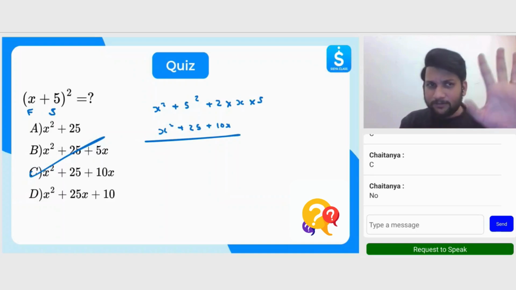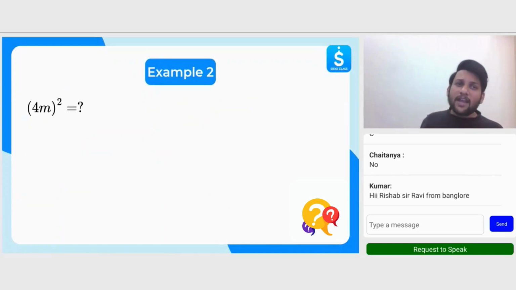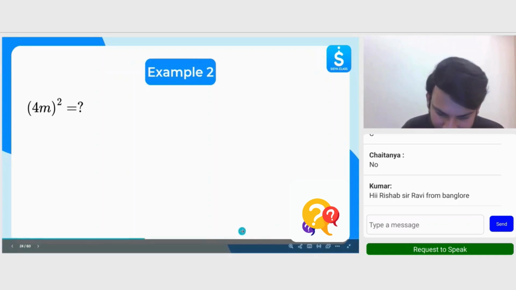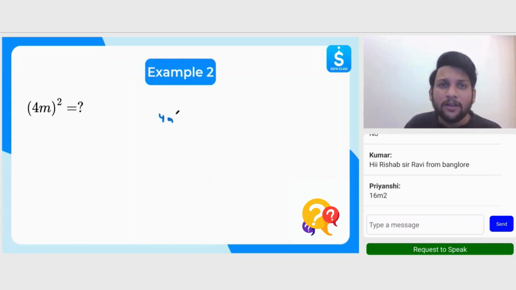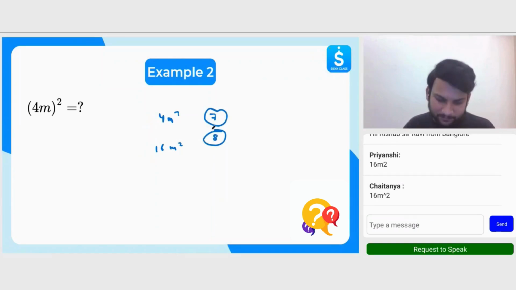Okay. One more question. What is (4m) whole square equal to? Hi, Ravi from Bangalore. Oh, nice. Hi, Ravi. So (4m) whole square, is it equal to 4m square or 16m square? Is it going to be option 7 or option 8? Which option? Okay, and you are typing the entire answer correctly.